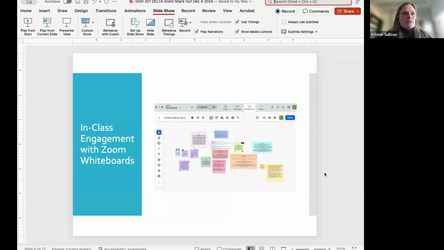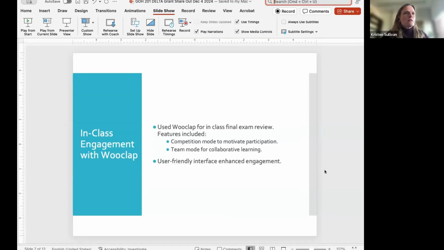They also helped me figure out that Zoom has a whiteboard feature, which was great. And so I implemented that in class. My students worked in teams throughout on a project. And so this was one way the teams were able to see each other's work and learn from it and inform each other. This was just one assignment we did, and that was easy to use as well.